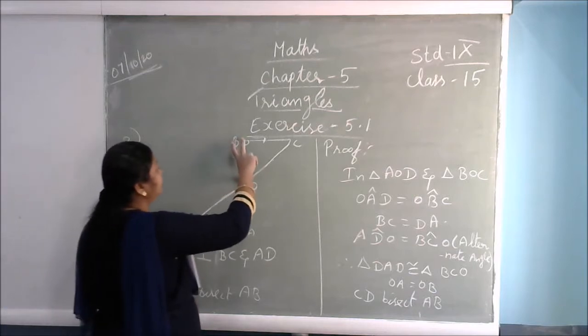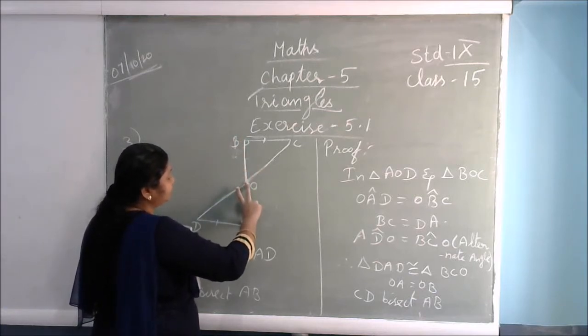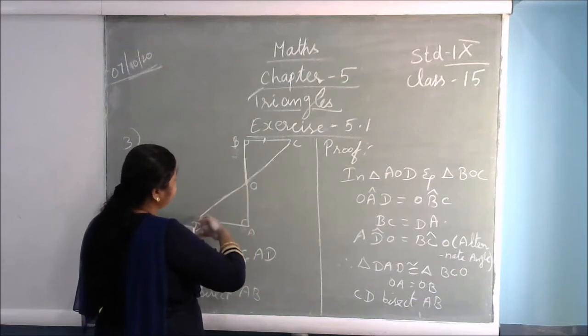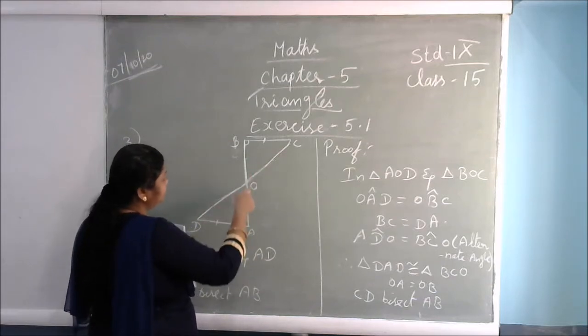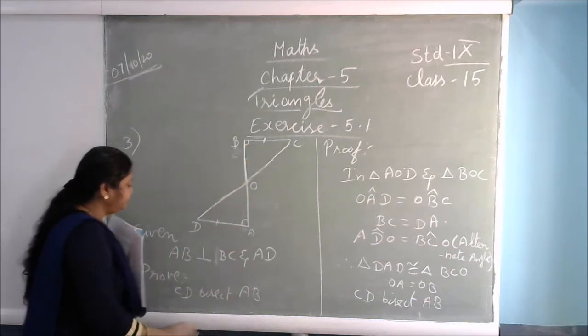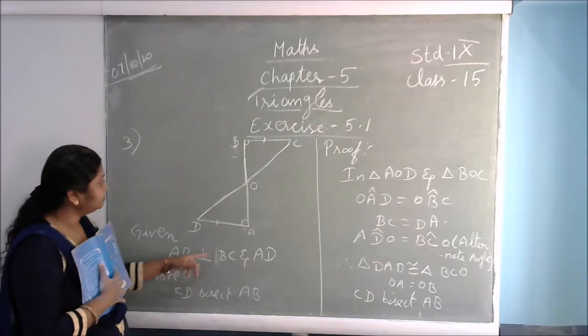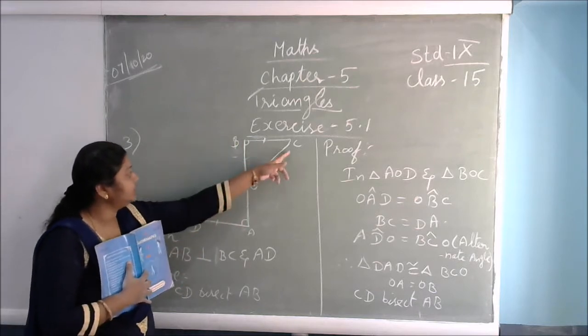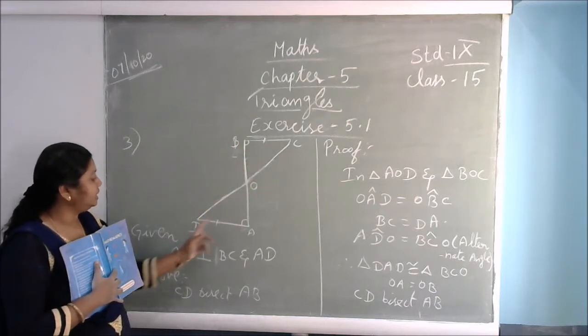That means this measurement and this measurement are equal. If you prove this measurement and this measurement are equal, automatically this line is dividing that perpendicular line AB into two equal parts. So that is only the AB, the perpendicular line for the BC and DA.